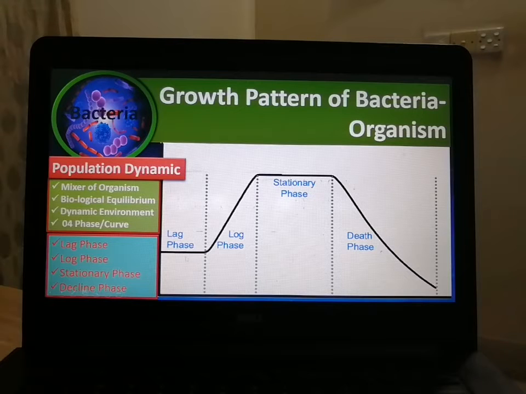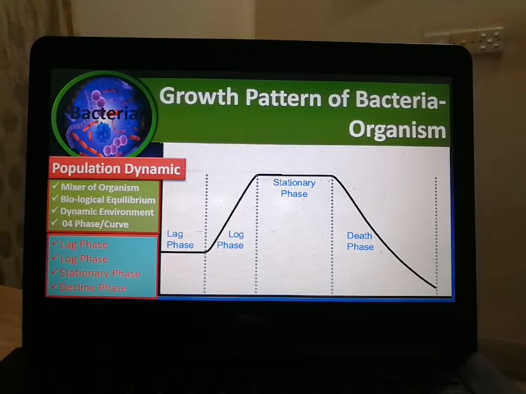And if you see the graph here, the lag phase is very flat, no growth for a certain time. But after crossing the lag phase, I'm sure you can see my cursor on the screen. After finishing the lag phase, bacteria growth booms. They just grow and achieve a certain level. And that total area is called the log phase. That means the growing phase.